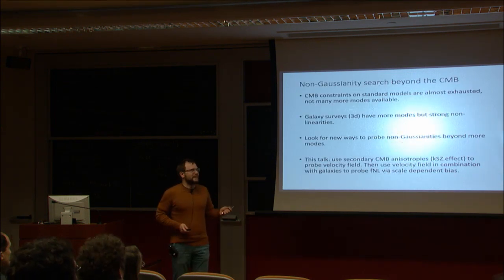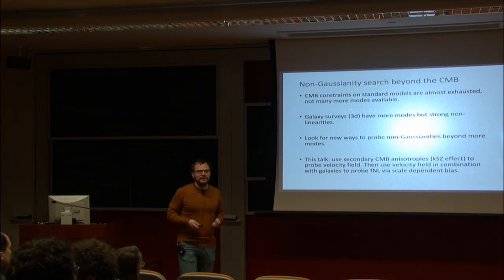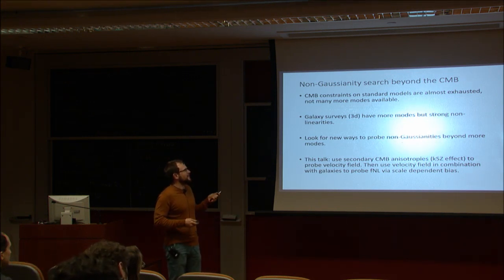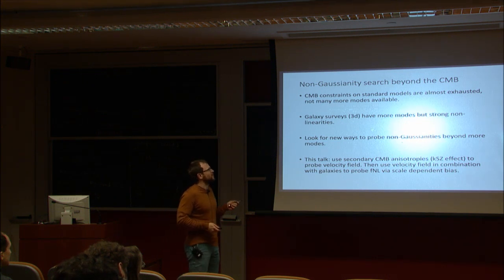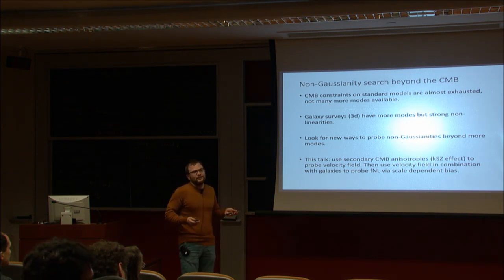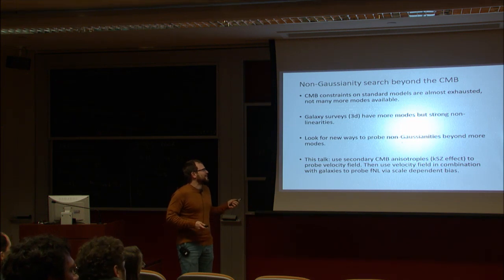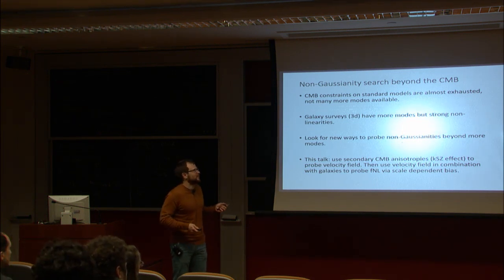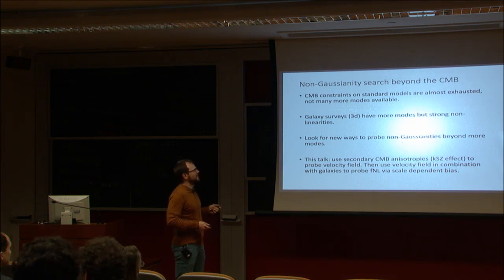So roughly speaking, of course, you know the CMB modes are running out. There's a limited number of them, and then there are galaxy surveys, but of course they have this nonlinearity problem. So something one can hope to do is that for certain parameters, for certain non-Gaussianities, one can find other ways to constrain non-Gaussianities than just by increasing the number of modes.